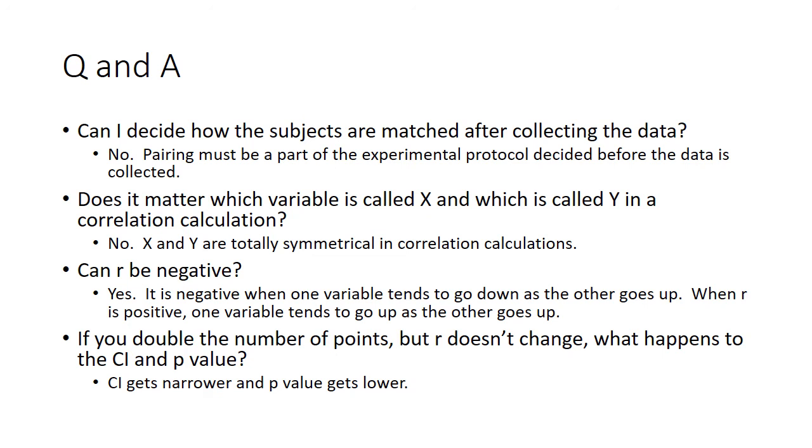Does it matter which variable is called X and which is called Y in correlation? No, you can switch them interchangeably and you're going to get the same results; it should be symmetrical in those calculations. Can R be negative? Yes, it is negative when one variable tends to go up as the other goes down, when they're inversely related or correlated to one another. R squared is only going to be 0 or positive, mainly due to the fact that it's squared, so any negatives will be canceled out. And if I double the number of points but R doesn't change, what happens to the CI and p-value? You typically find that the confidence interval is going to get narrower because, again, I have more data to show this is probably closer to the actual population, and the p-value ends up getting lower. So, again, less likely that whatever I do find is going to be due to chance alone.